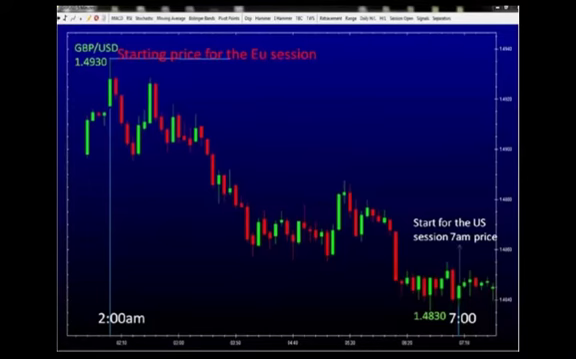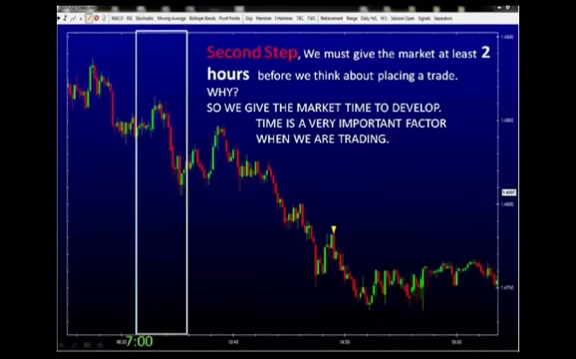New York time. Our second step in understanding how to determine the trend in the market, we must give the market at least 2 hours before we think about placing any trades. You're probably asking yourself, why 2 hours? It's to give the market time to develop. Time is a very important factor when we're trading, especially in the foreign exchange. Allow me to give you an example.